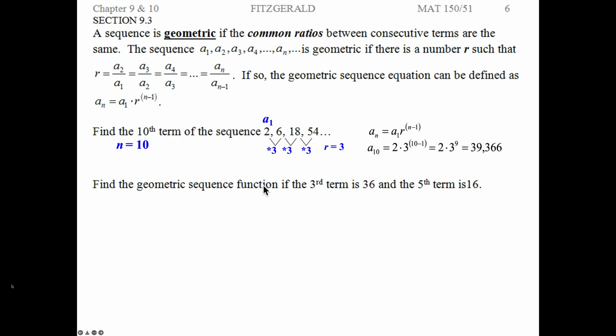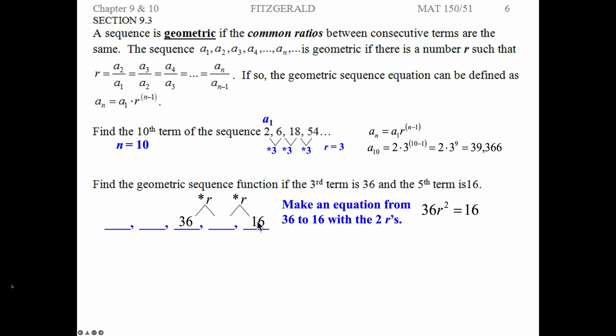Find the geometric sequence function if the third term is 36 and the fifth term is 16. This one's best to describe visually like we did that other problem that had 13 terms. So the third term, 36, fifth term, 16. As we did before, instead of plus d, it's now going to be times r. Another times r to get to 16. So this is my equation, 36 times r squared, because there's two r's, equals 16. And now we solve for r.